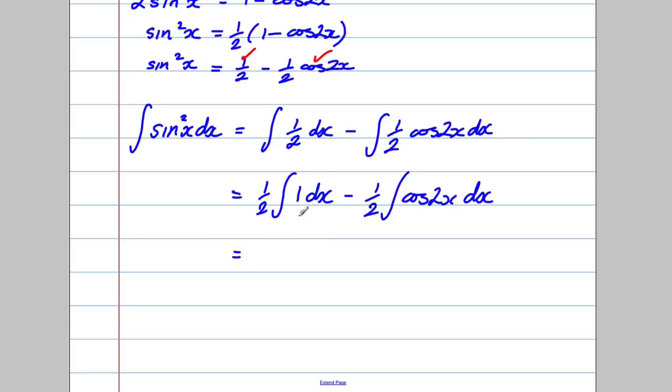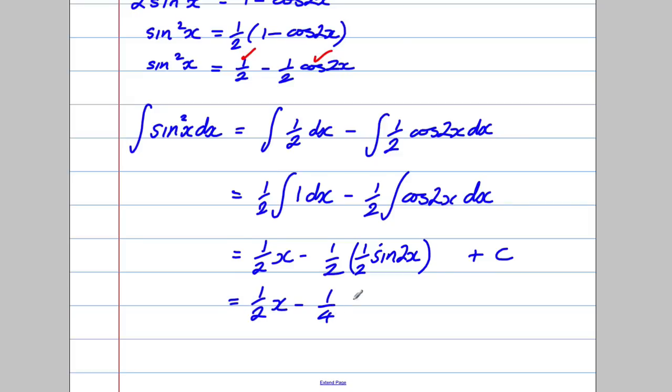Okay, well, what's the integral of 1? Well, it's x. So this would give me a half x. And subtract the half, keep the half there. What's the integral of cosine 2x? Well, the integral of cosine 2x is a half sine 2x. Okay, so that would be a half sine 2x, like that. And then don't forget your plus constant. So overall, the answer would be a half x subtract a quarter sine 2x plus constant.